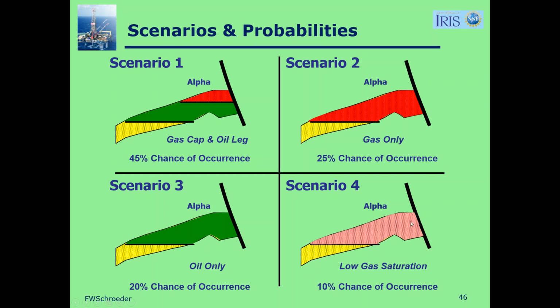And the fourth possibility is that the reservoir might be filled with a low percentage of gas. So it might be 10% gas and 90% brine. We call that low gas saturation. It will give a very similar seismic response as gas only, so it's hard to differentiate these two. And so we always have to consider, what if it's low gas saturation?